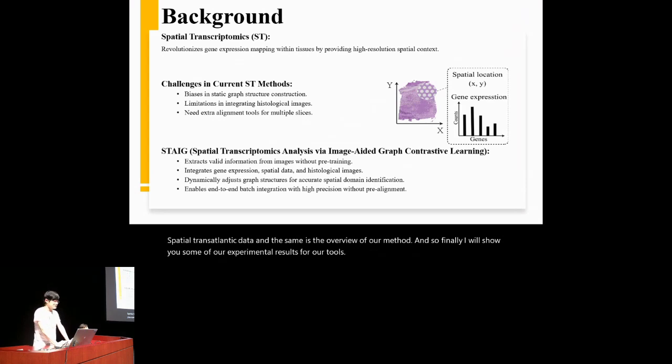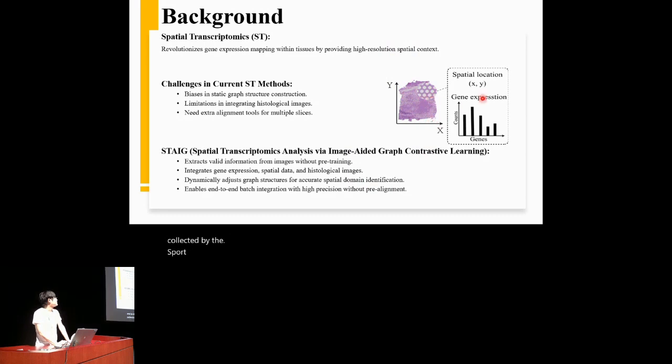As we know, spatial transcriptomics is a new technology, and it can capture gene expressions and, at the same time, contain high-resolution spatial context. As shown in the pictures, for example on the Visium platform, data is collected by spot, and each spot contains the spatial location and the gene expression. At the same time, it also comes with HE images.